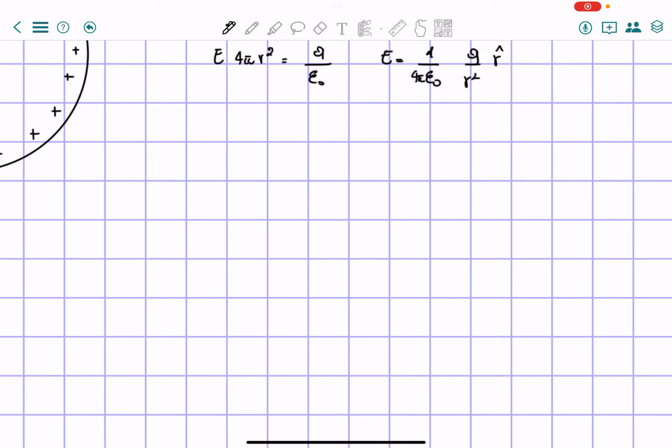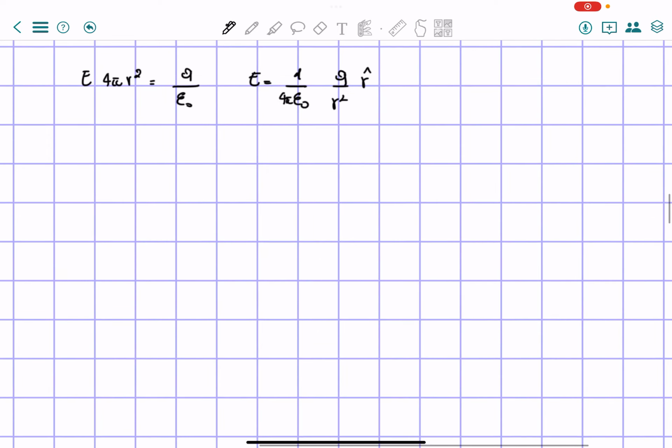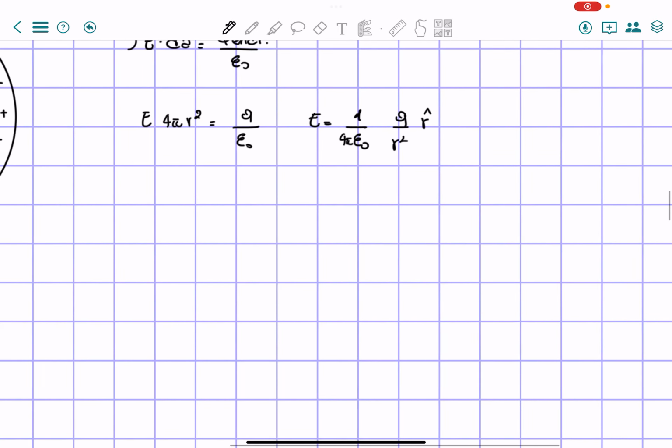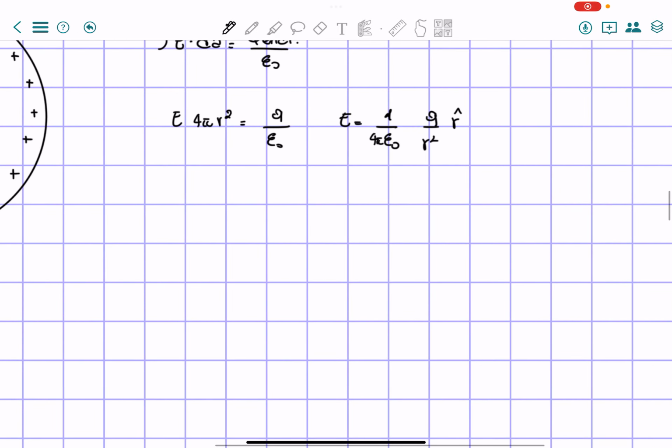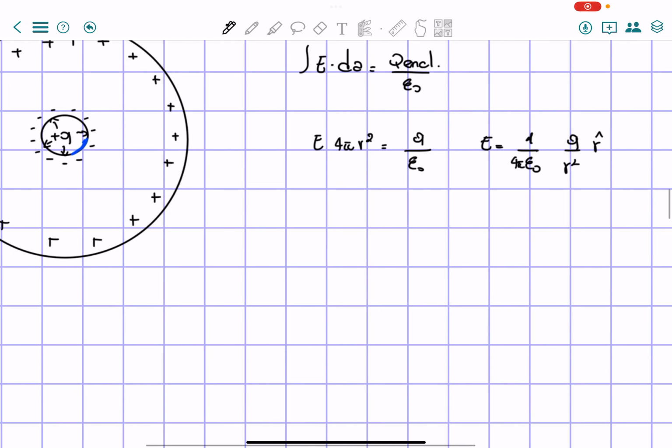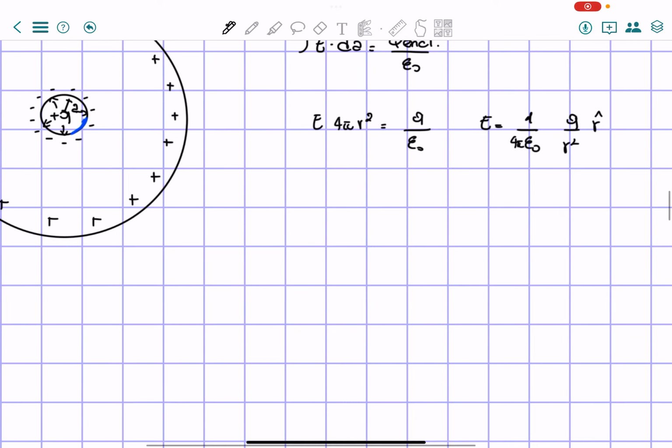I gave you a minute. We can see that in our case, the surface charge for our point, in this case, let's imagine this radius is A. The surface charge at point A will be equal to the charge over 4 pi and then the radius squared.